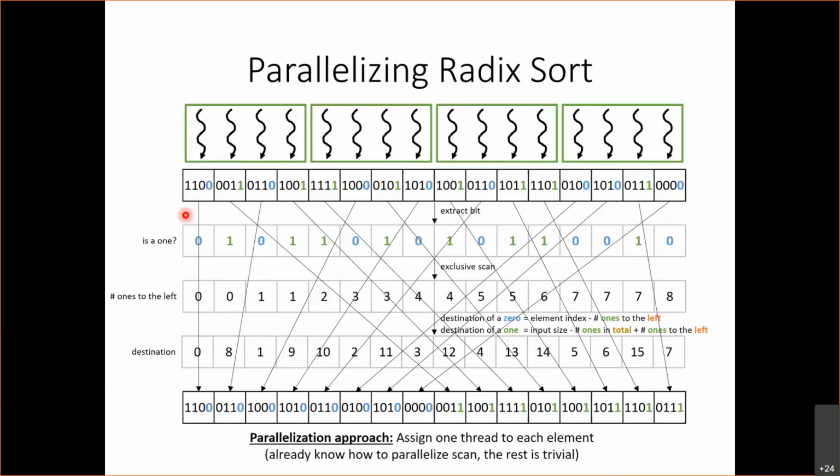Yes. So the number is a 32-bit integer, or it could be a 64-bit integer. It could be a 16-bit integer, an 8-bit integer, right? Maybe we're sorting characters. So this could be any number of bits. But we're going through it one bit at a time. So in each iteration, we're going to use a bitwise AND to extract the specific bit that we care about. I see. Okay, thank you. Yeah, you're welcome. Okay, so now we know how to parallelize Radix sort.